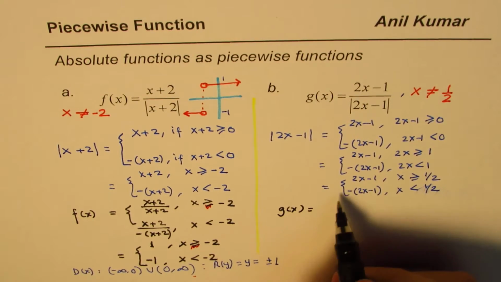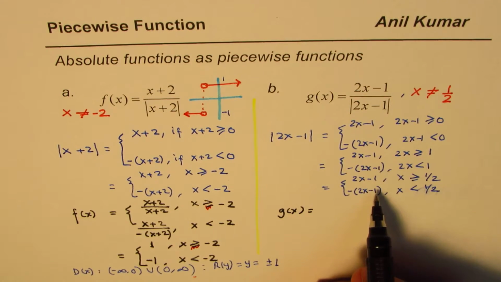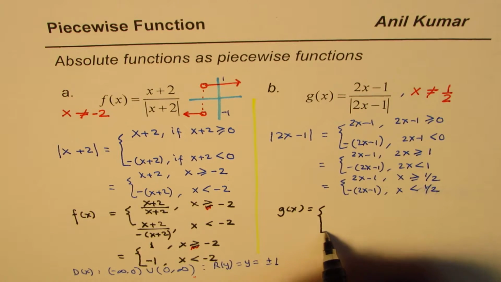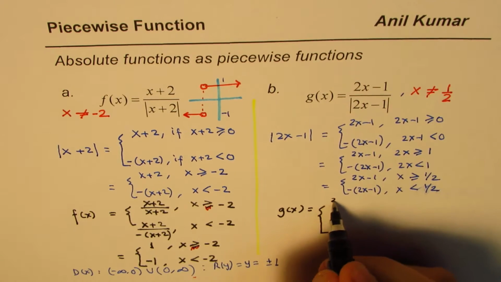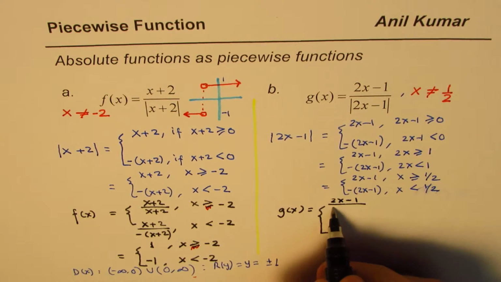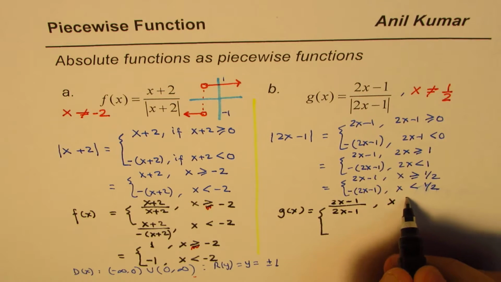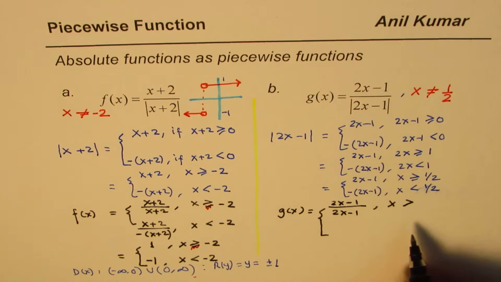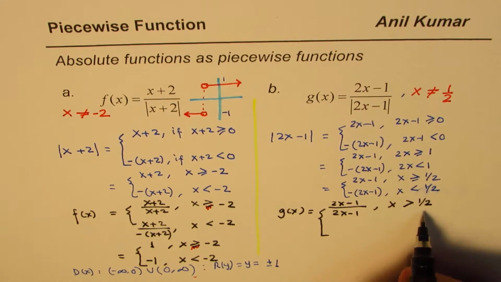So g of x is equal to, we'll replace this as a piecewise function. So I could write g of x also as a piecewise function. Is it okay? So g of x is equal to 2x minus 1 divided by 2x minus 1 when x is greater than, not equal to, since it cannot be equal to half. This expression g of x, right? So greater than half. Is it okay? So this is a very, very important step.